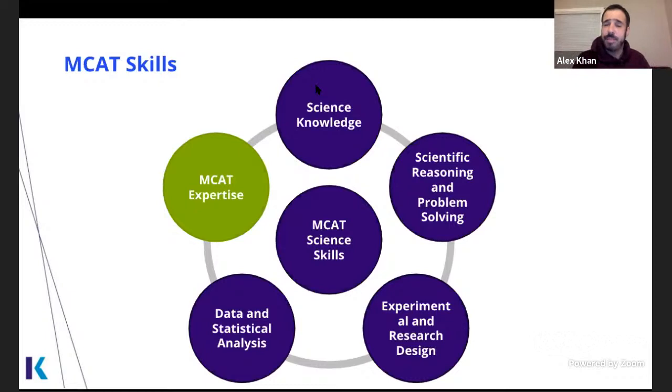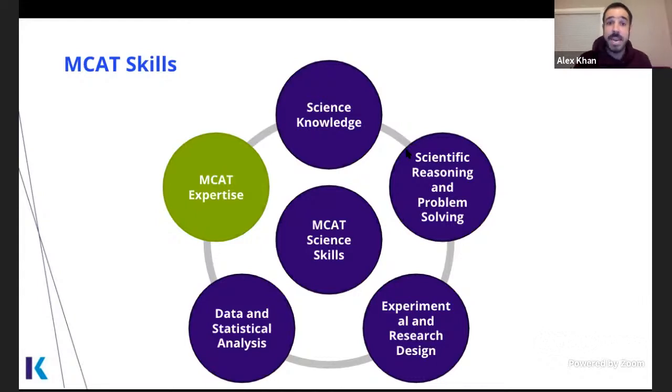But on top of that, we have what the AMC likes to call skill 2 and skill 3 questions that look at how we're able to reason and problem solve using science as an accompanying partner, right? So we're going to be looking to solve problems in the world of science. So this little bar here, scientific reasoning and problem solving, shows a really important skill that the MCAT loves to test.